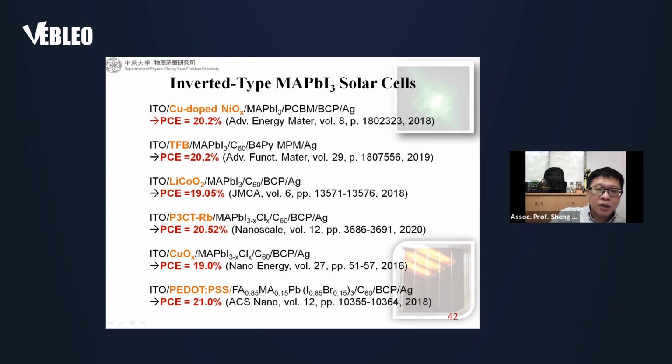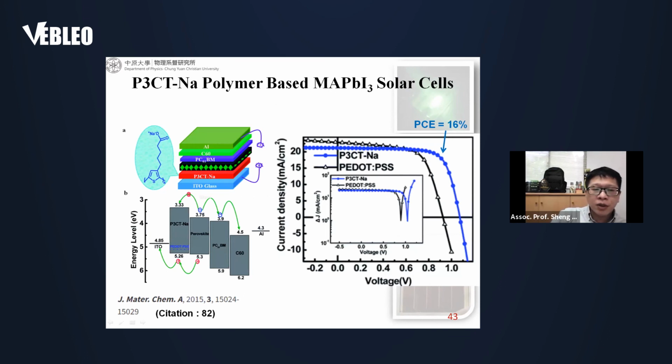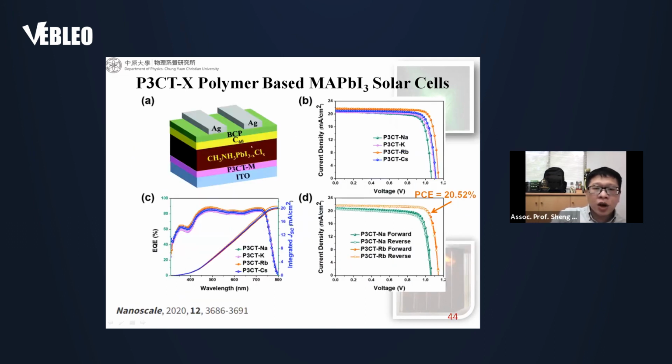So we select this P3CT-based HTL. This is our first reference paper. We follow the same fabrication method. They can achieve about 16% efficiency. You can see here, when the PEDOT:PSS is replaced by P3CT sodium, the VOC can be largely increased. The fill factor also can be increased. And in this paper, they try to use different P3CT-based materials. When they use Rb, the efficiency can be increased to 20.5%.